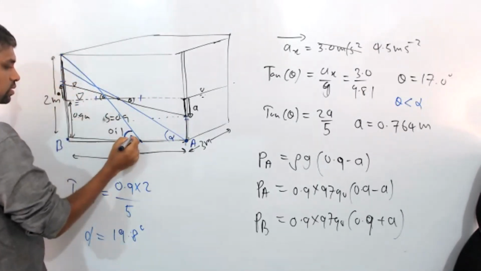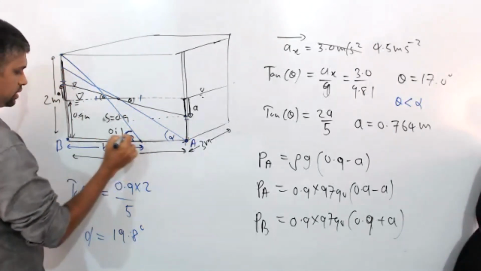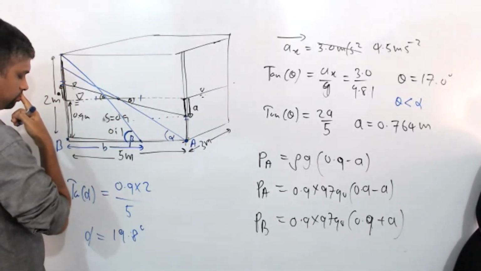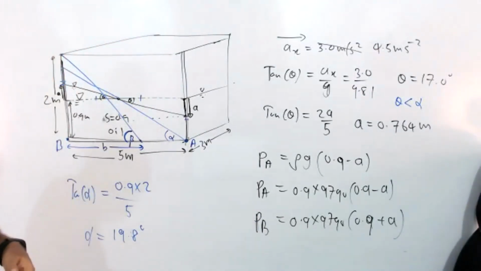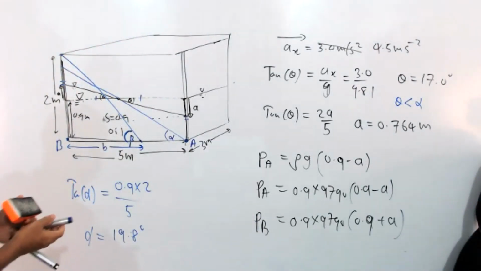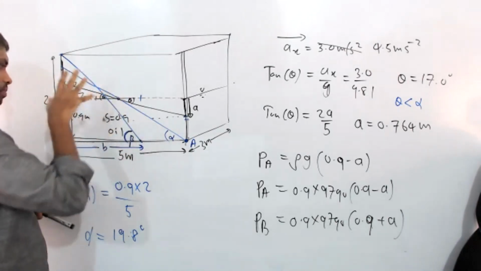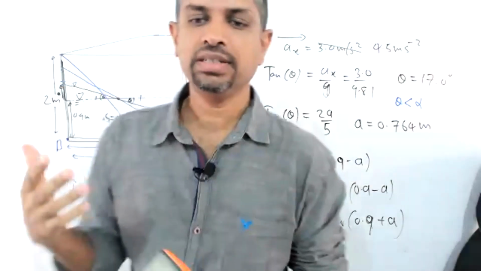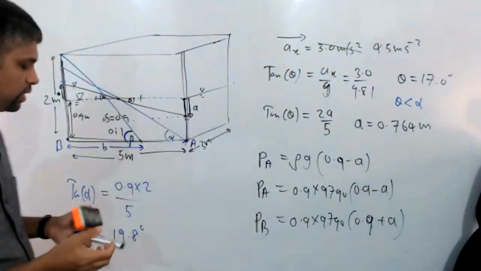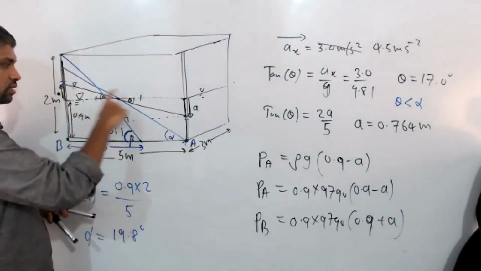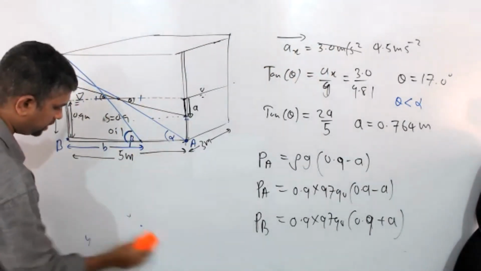We can calculate this length B. How can we calculate this length B? This B is the limiting or critical point, the place where it starts to spill. What we have to do is equate the original volume and the new volume. We can equate volumes now.